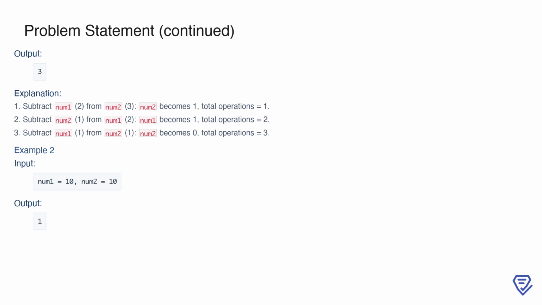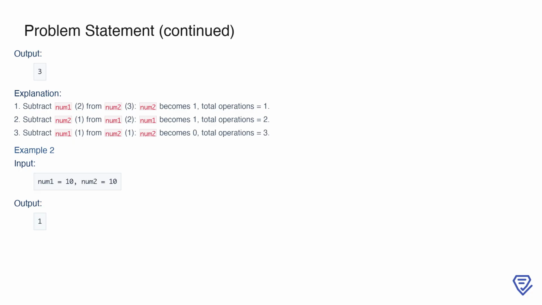First, we subtract number 1 from number 2, which means 3 minus 2, leaving number 2 as 1. That's one operation. Next, we subtract number 2 from number 1, which is 2 minus 1, leaving number 1 as 1. That's the second operation. Finally, we subtract number 1 from number 2, which is 1 minus 1, reducing number 2 to 0. That's a total of 3 operations.